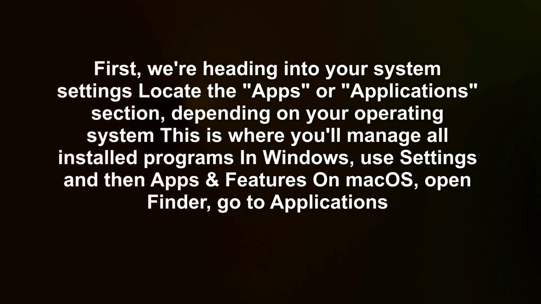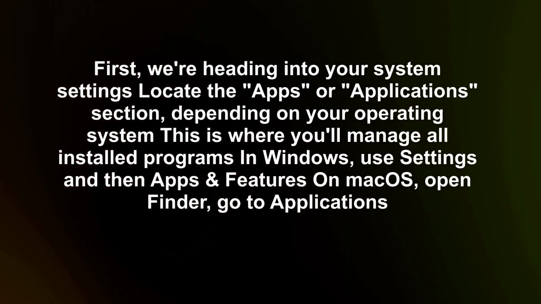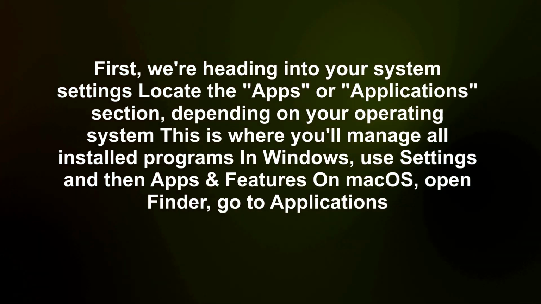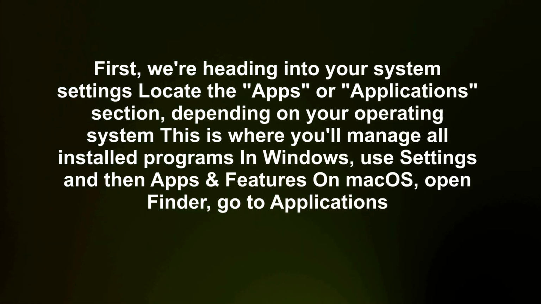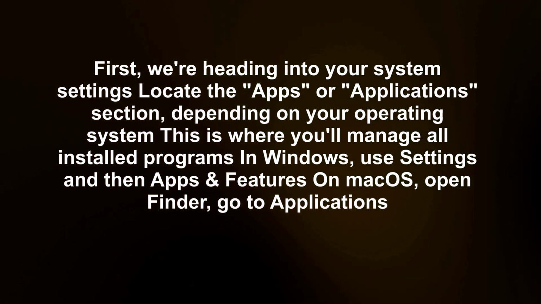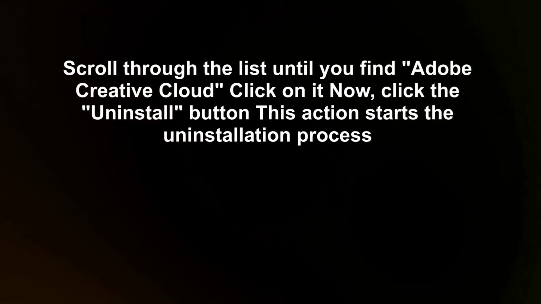First, we're heading into your system settings. Locate the Apps or Applications section. Depending on your operating system, this is where you'll manage all installed programs. In Windows, use Settings and then Apps and Features. On macOS, open Finder. Go to Applications. Scroll through the list until you find Adobe Creative Cloud.